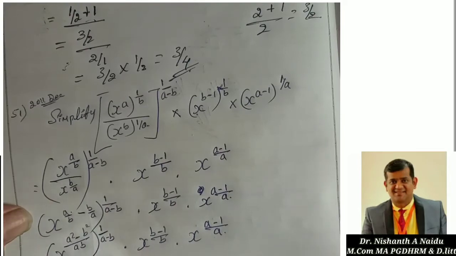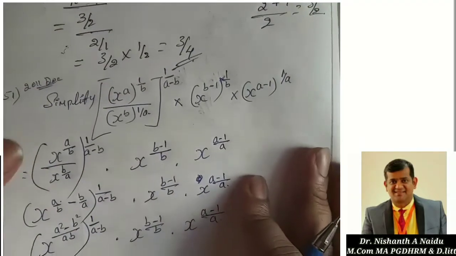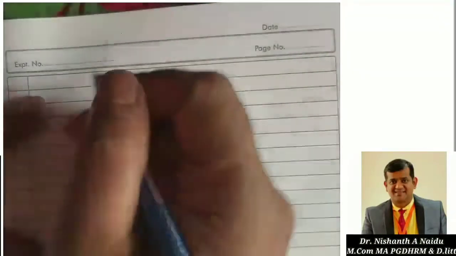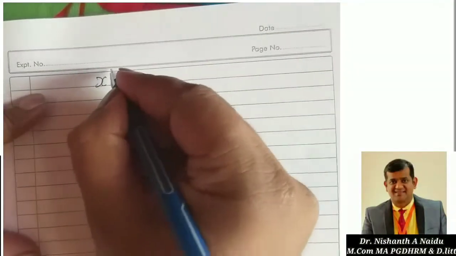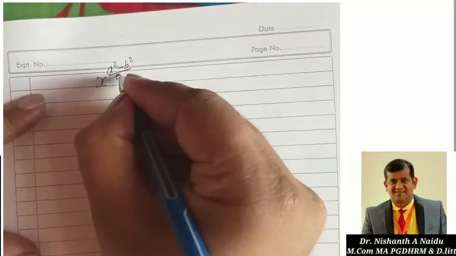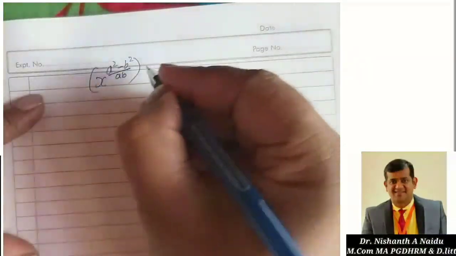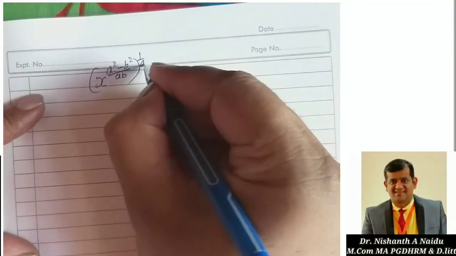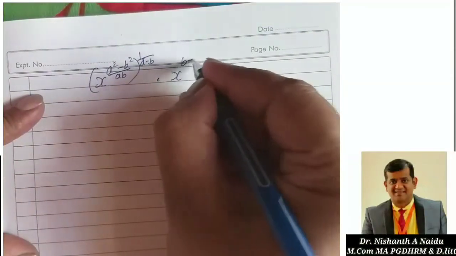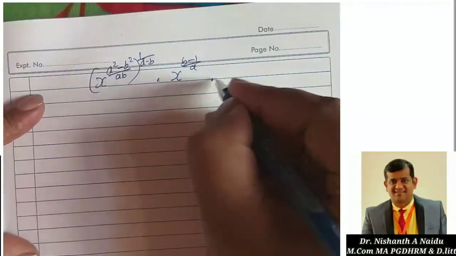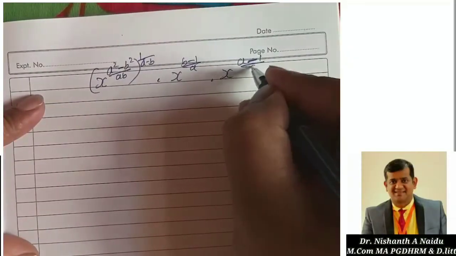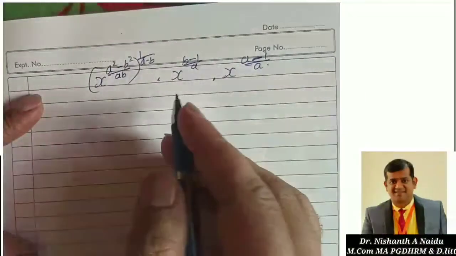I am copying this step to the next page so that you don't get confused. This is not a next step. I am copying that step: (a square minus b square divided by ab), whole 1 divided by a minus b, into x to the power of (b minus 1) divided by b into x to the power of (a minus 1) divided by a. So the same step I have taken.